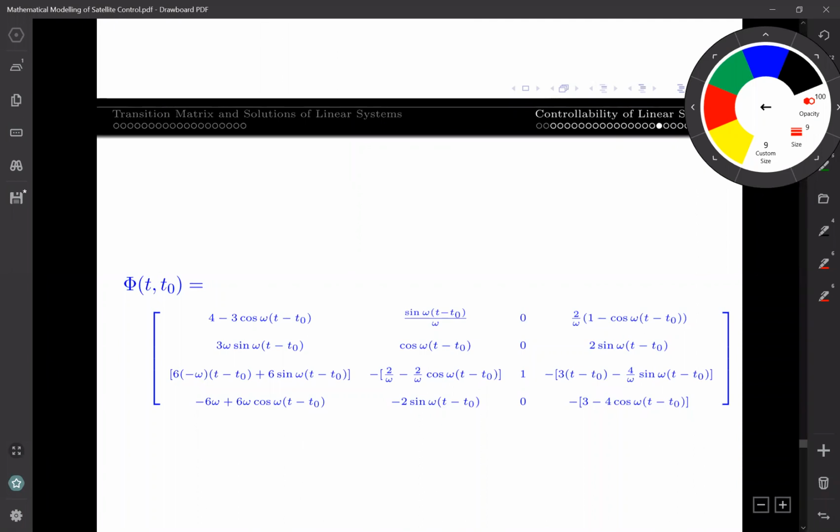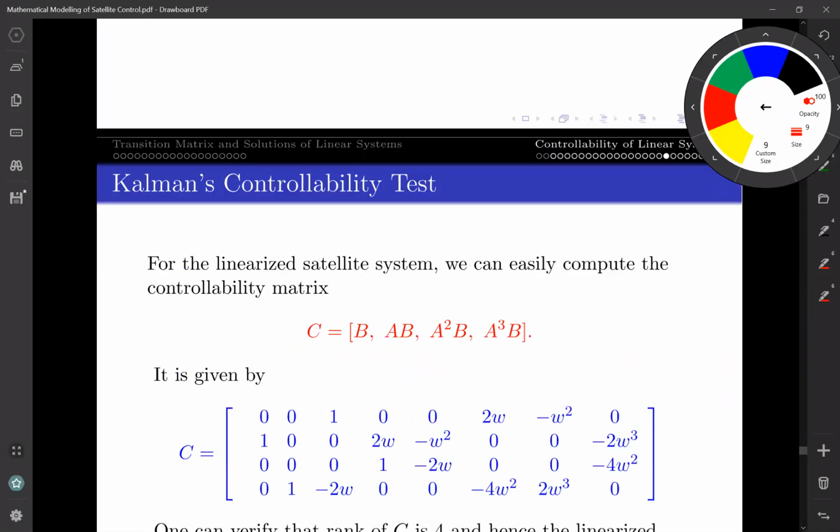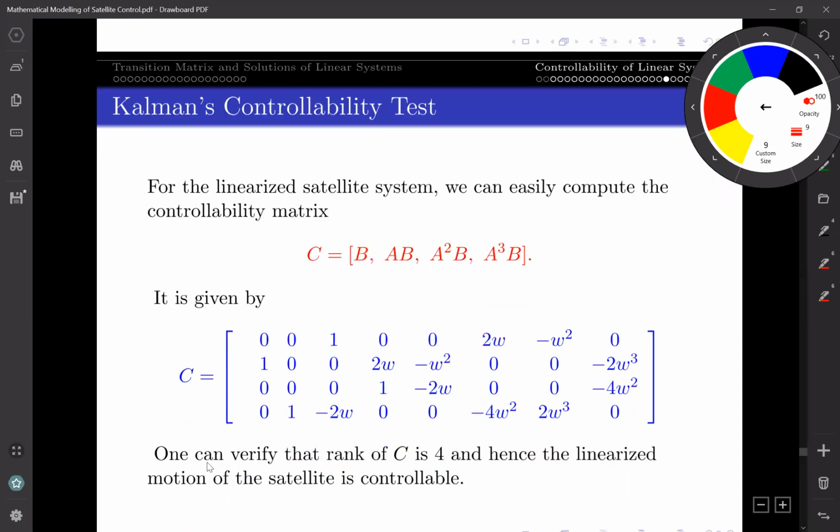Once the transition matrix is known, I can compute the controllability gramian. But before that, let us test whether the system is controllable. Is the satellite problem controllable or not? Before I compute the steering controller, we can easily make use of Kalman's rank condition: B, AB, A squared B, A cubed B. Since the system matrices are constant matrices, we can make use of this LTI result for controllability. You can compute the rank of this matrix, and one can verify that the rank of C is 4, and hence the linearized motion of the satellite is controllable.